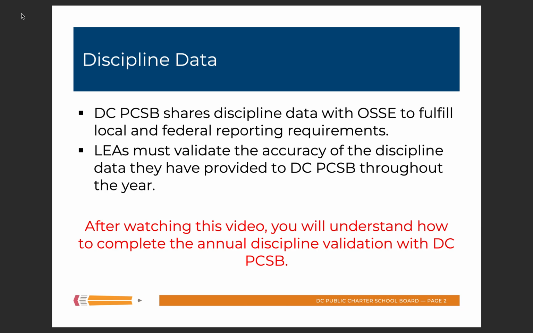DC PCSB shares discipline data with OSSI to fulfill local and federal reporting requirements. Per the DC PCSB data and document submission policy, Charter LEAs are expected to upload discipline records to DC PCSB once a month. Then, at the end of the year, LEAs have the opportunity to review the data for accuracy and complete a one-time end-of-year validation.